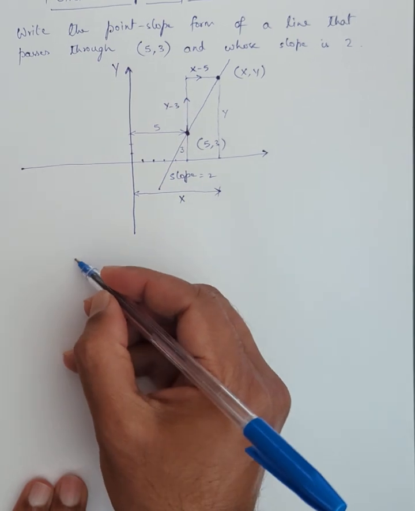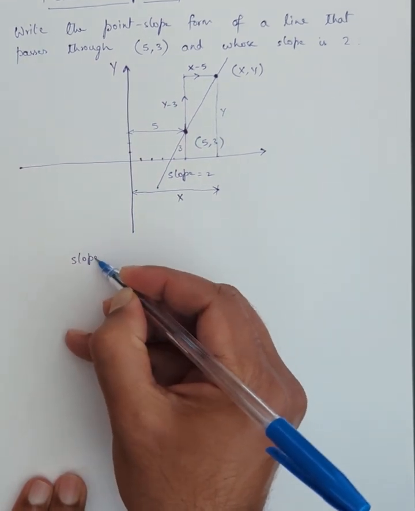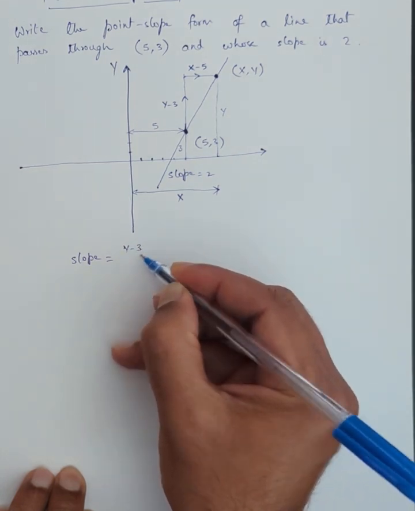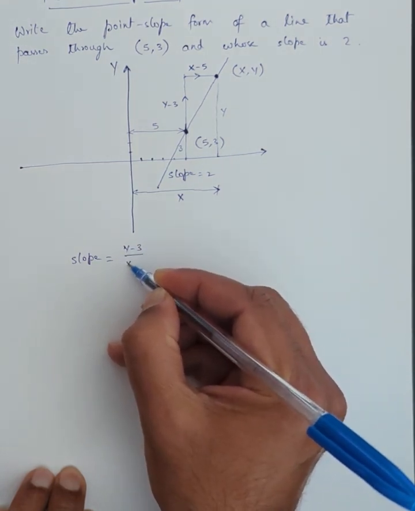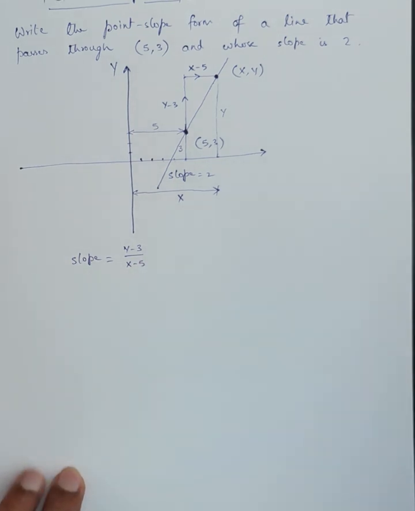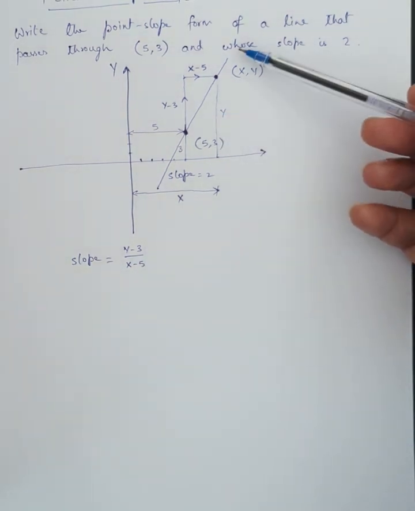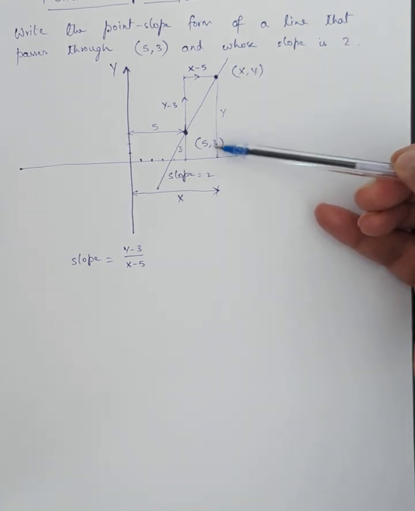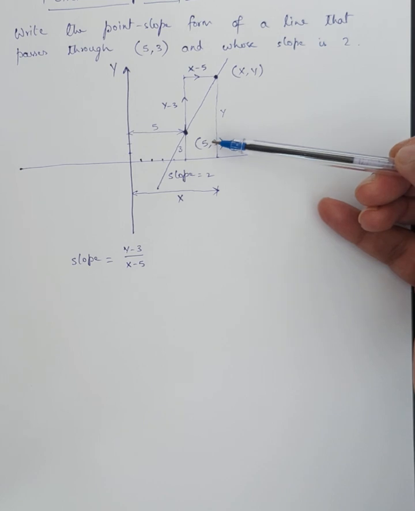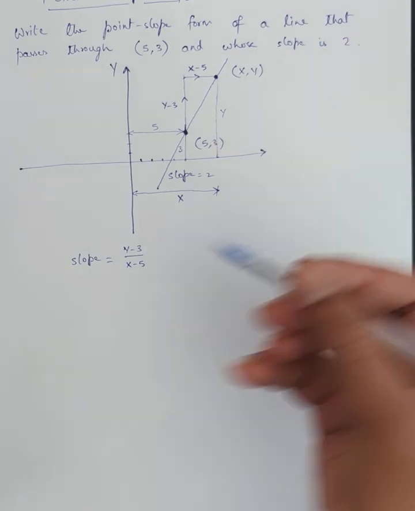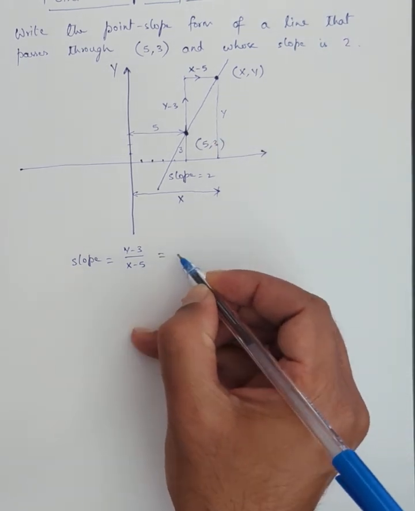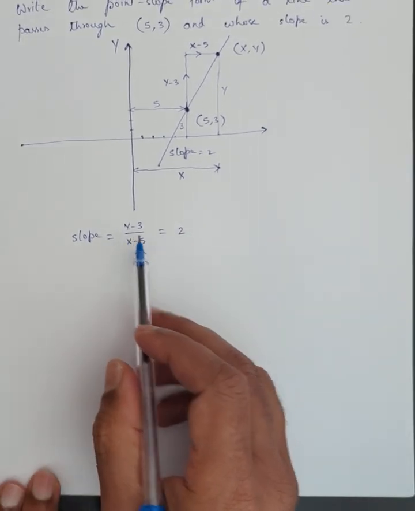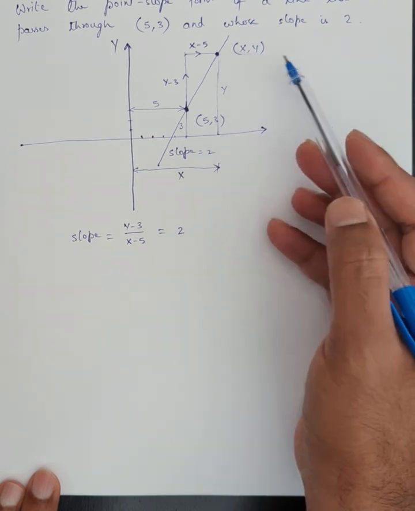And what do I know? I know that slope is the rise over run, which is y minus 3 over x minus 5. So I found the slope of this line in terms of x, y, and the 3 and 5 that have already been given to me. But I also know that this slope is equal to 2. So that's how the x and y values are related.